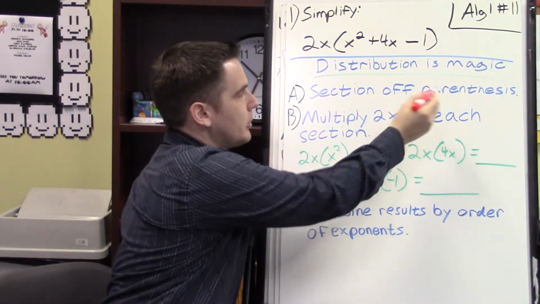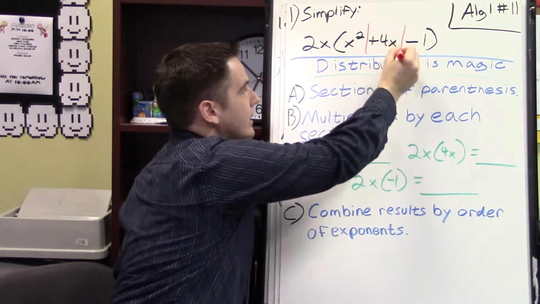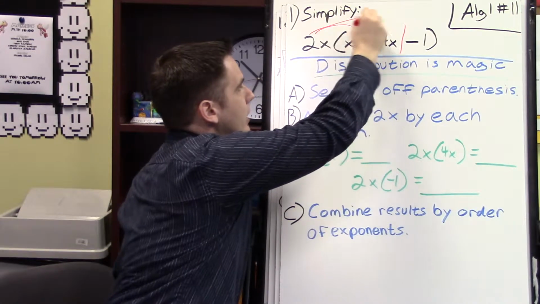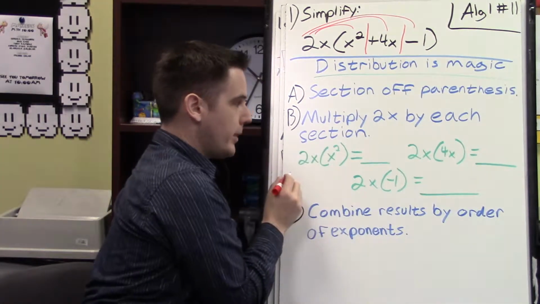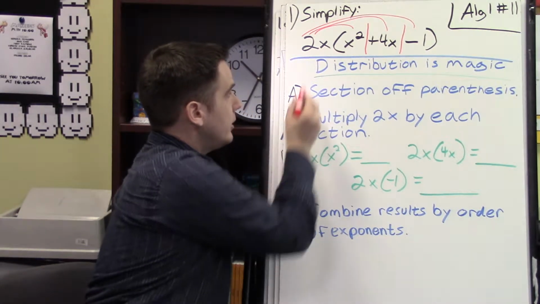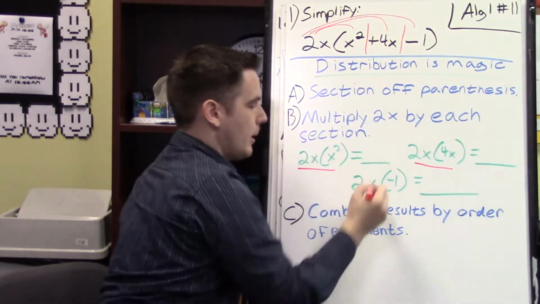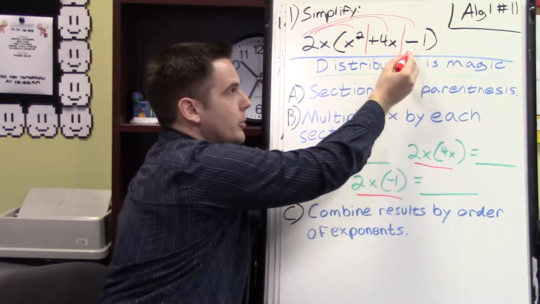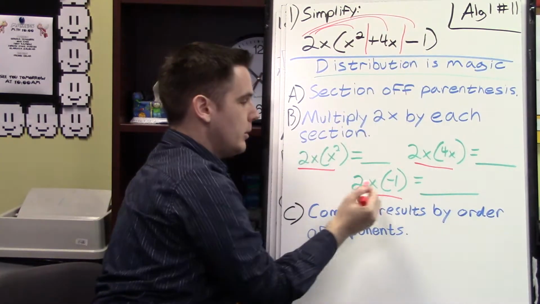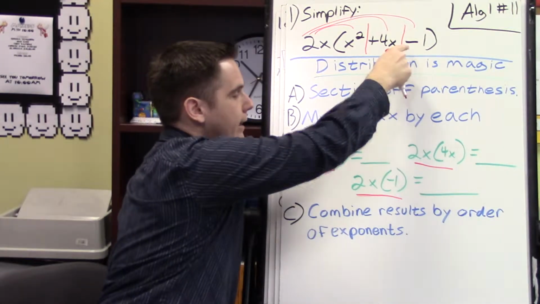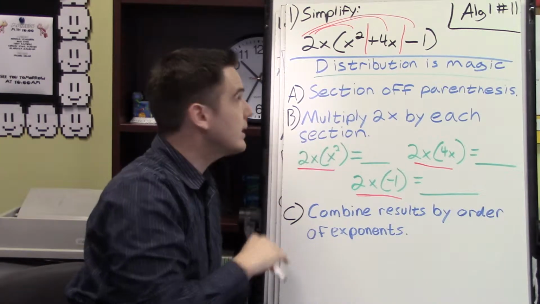We're going to section off the parentheses, meaning everything inside the parentheses, we're going to draw a line like that. Because that is everything we're going to multiply this 2x by. Now you can rewrite it into three separate problems: 2x times x squared, 2x times 4x, 2x times negative 1. Don't fall into that trap where you're like, oh, 2 times 1. No, this negative comes down with it. That's the concept that applies no matter what when you're dealing with distribution in parentheses.